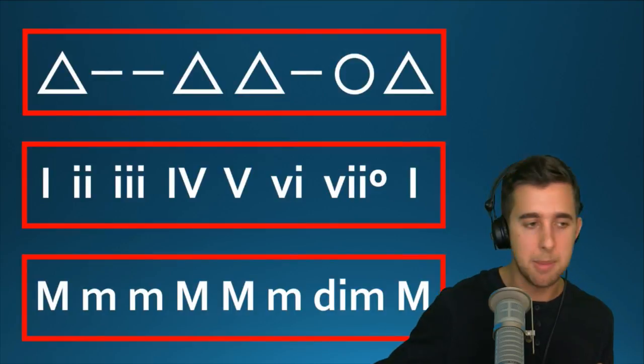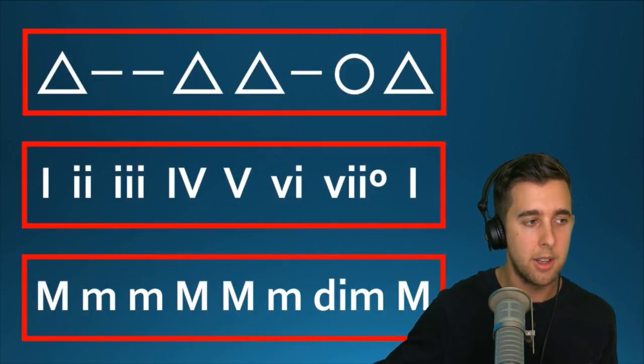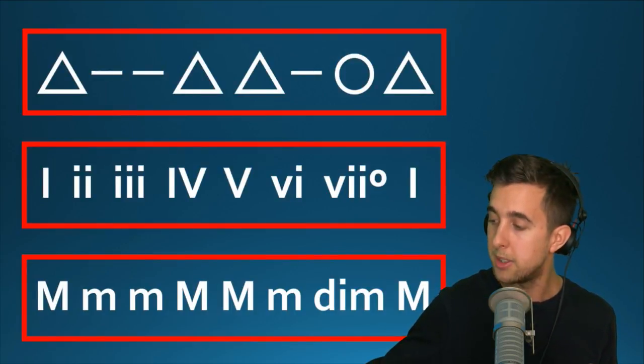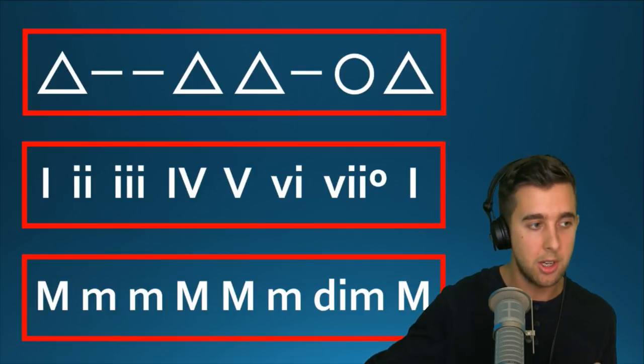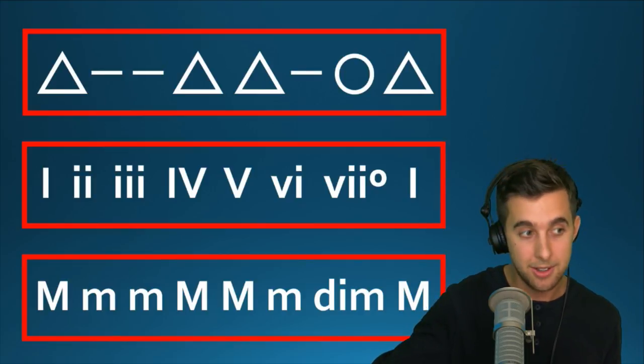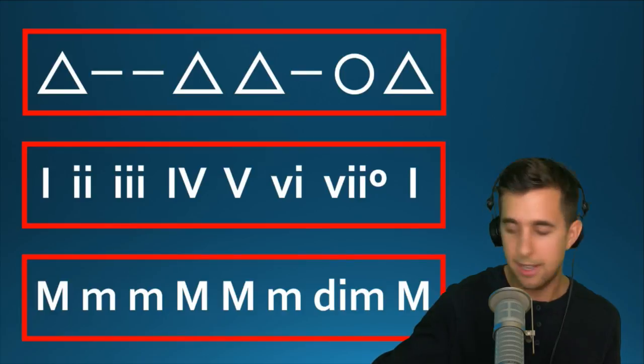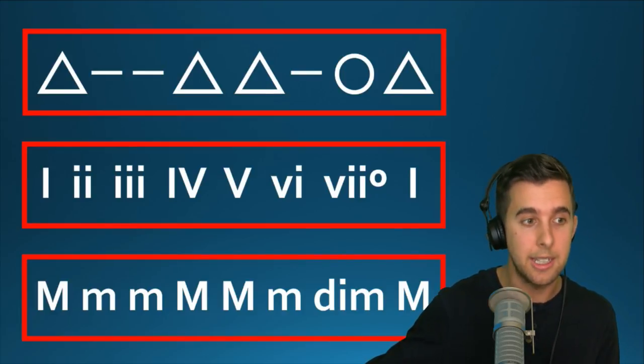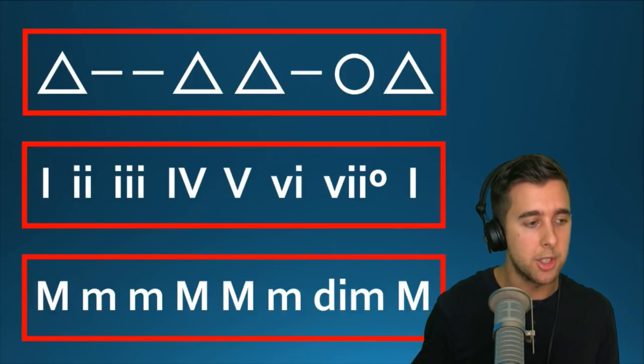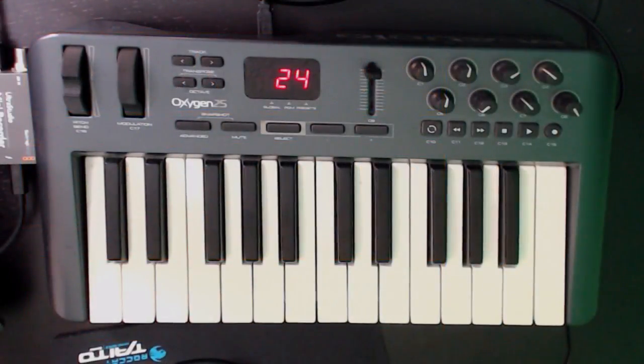So the first one is a C major, second one is a D minor, third one is an E minor, fourth one is an F major, fifth one is a G major, sixth one is an A minor, seventh one's a B diminished, and eighth one, or back to the first again, is a C. So all I'm really doing is just going through the notes of the scale.